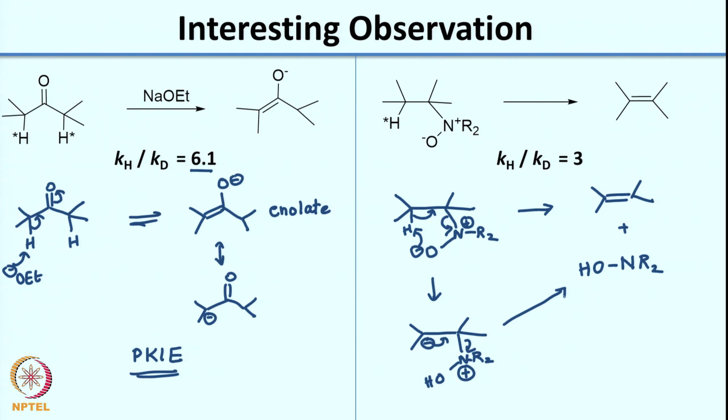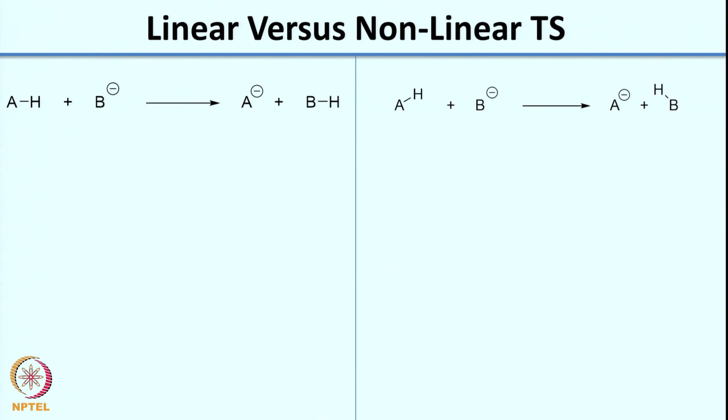Now, when you look at this, either way or either mechanism you write, what you notice is the CH bond is breaking in the rate determining step. Then why do you have a lower KH over KD value? Now, to answer this, we need to understand a linear versus a non-linear transition state. So, in the first case that we studied, we were looking at hydrogen abstraction.